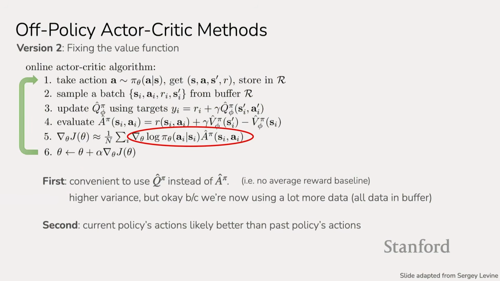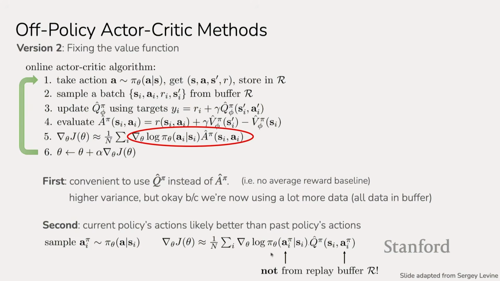And then the second is that the current policy's actions are likely better than the past policy's actions. And so for this update right here, we'll be sampling an A from our current policy instead of from the action taken in the buffer. And then this will be the gradient update on our policy where we'll be looking at log pi of A given S times Q of S, A. And these A's will be sampled from our policy. So essentially using the same trick as what we did with the Q function, except now for the current state instead of the next state.